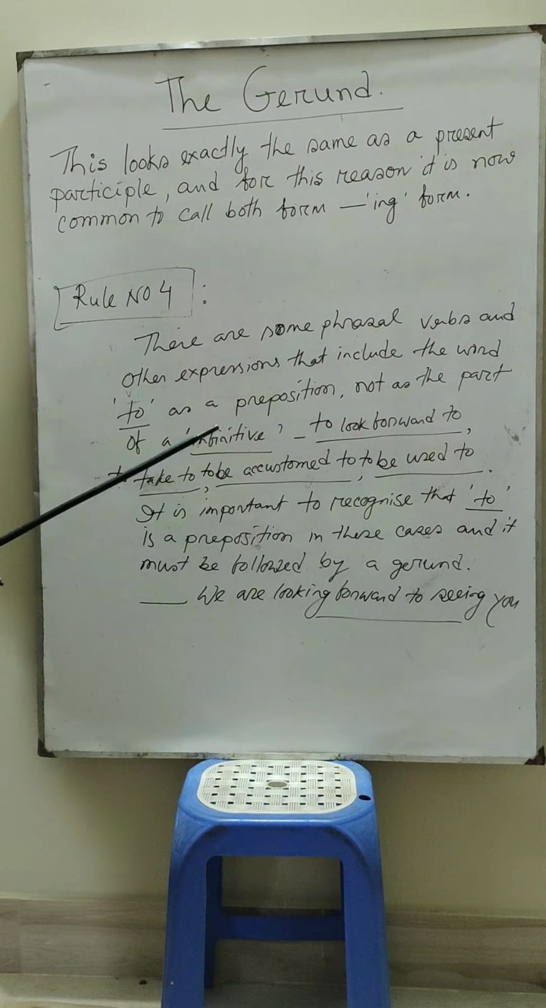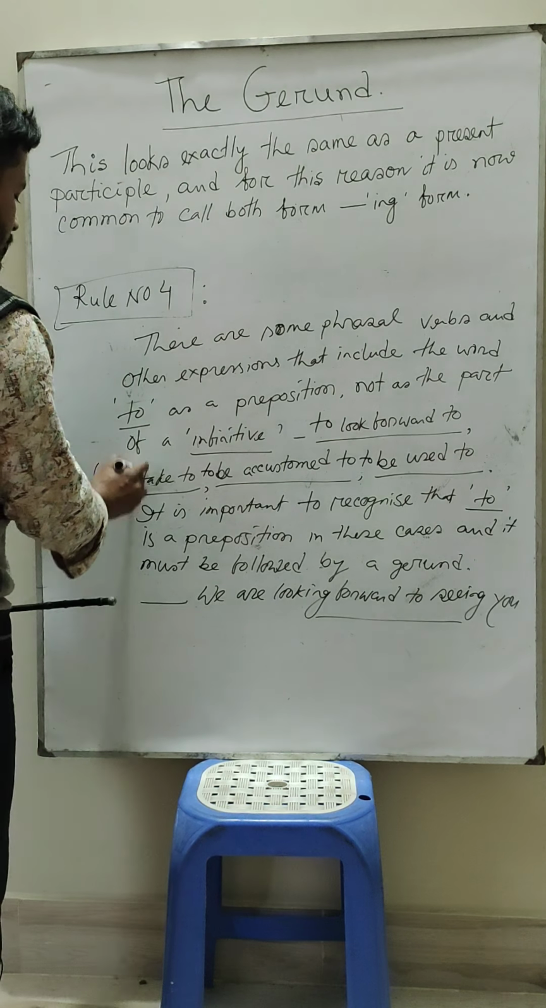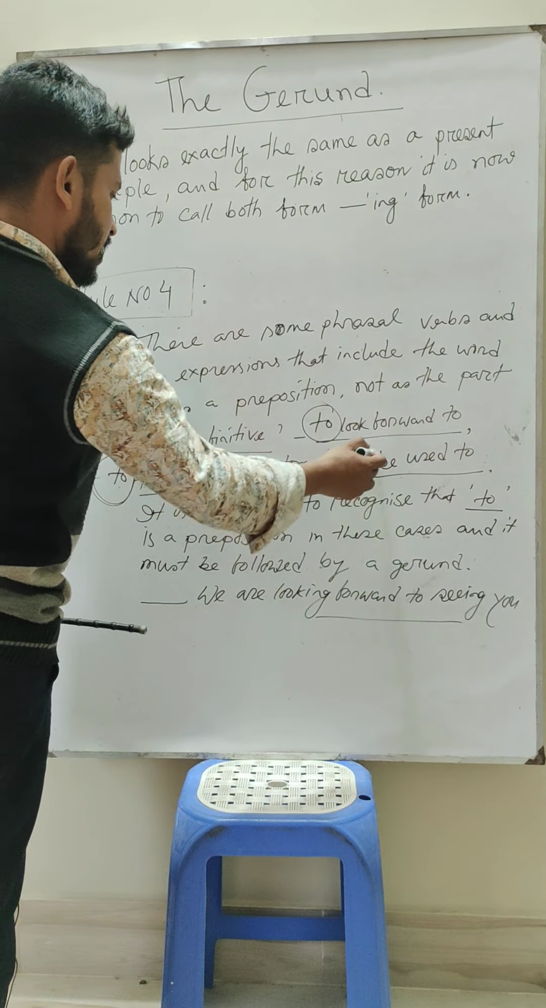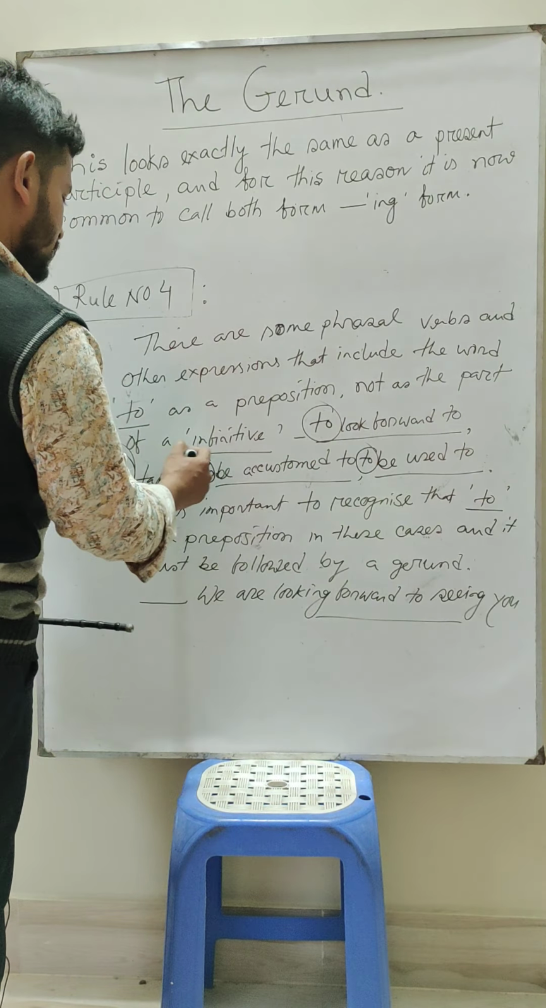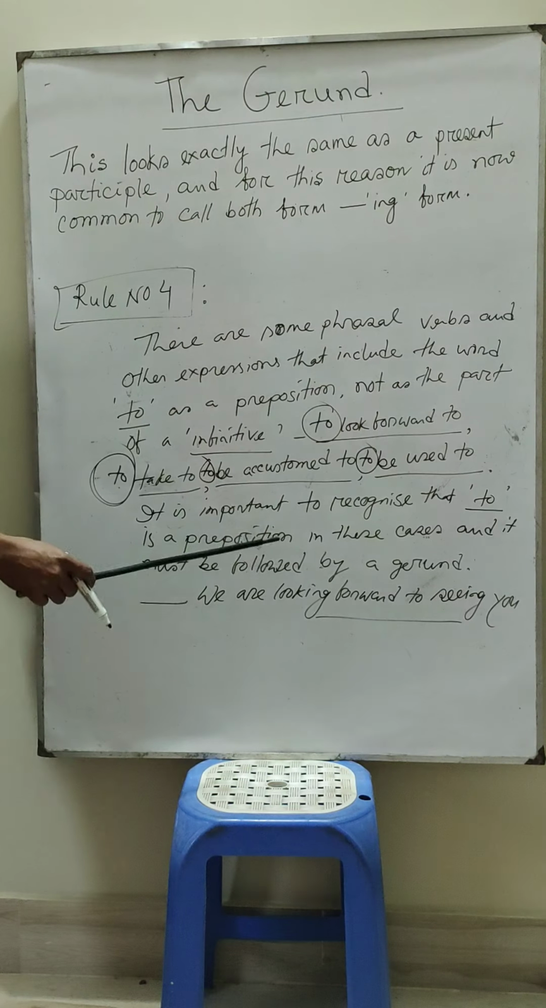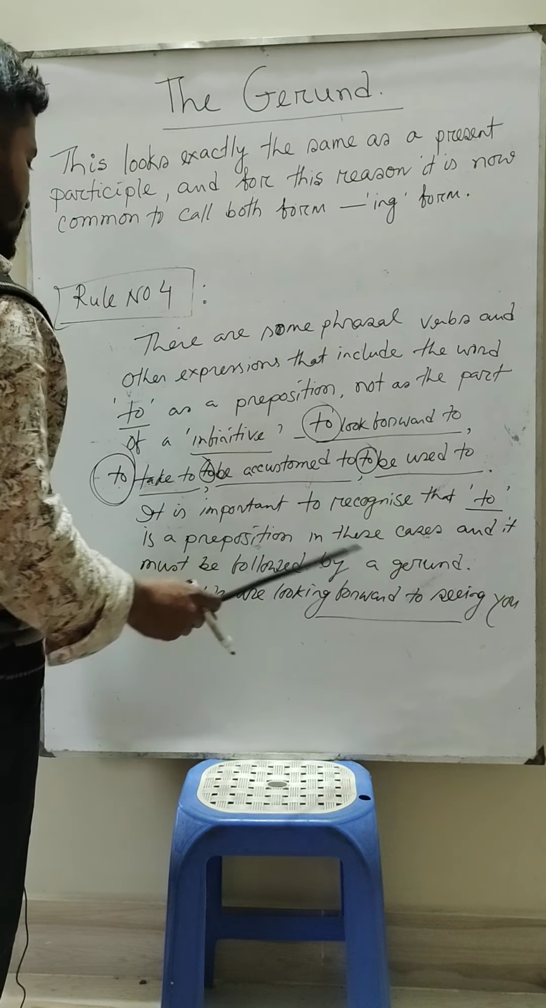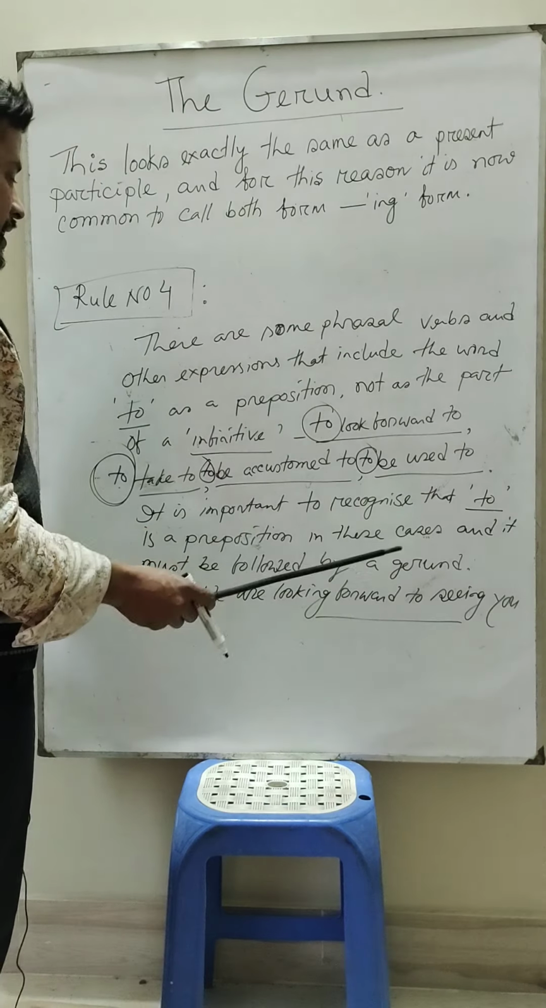It is important to recognize that to is a preposition. Here to is a preposition. We use the preposition in these cases, and it must be followed by a gerund.